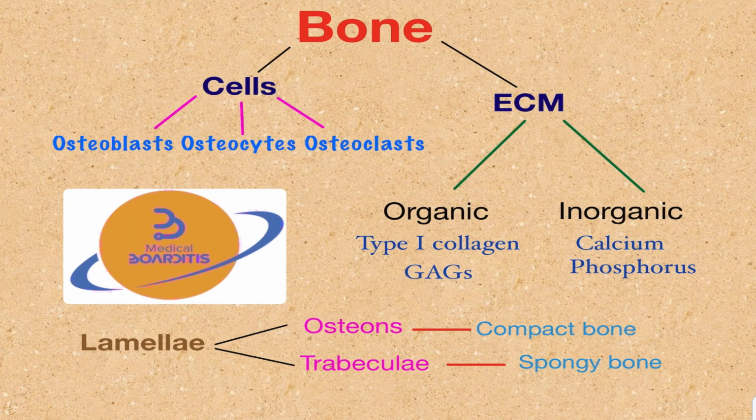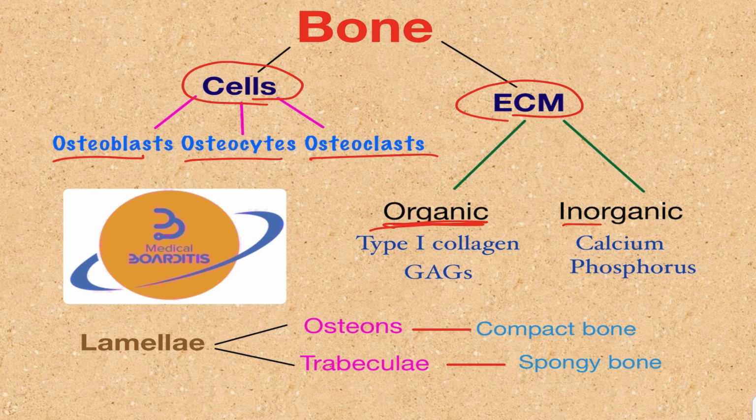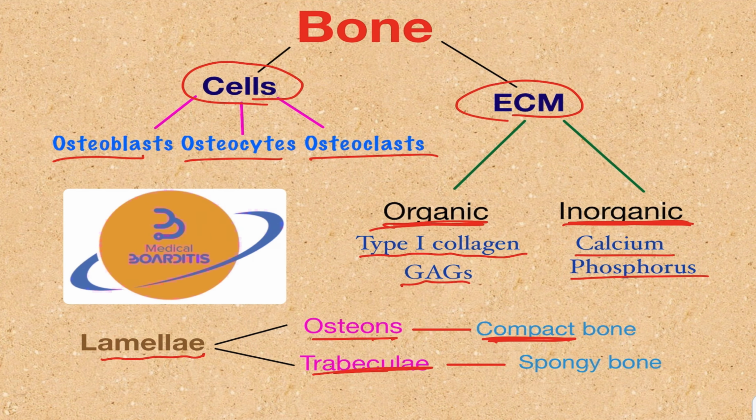Finally, this is a summary of the components of bone. The bone is made of cells and extracellular matrix. The bone cells are osteoblasts, osteocytes, and osteoclasts. The extracellular matrix is composed of organic material and inorganic material. The organic materials are type 1 collagen and glycosaminoglycans, while inorganic materials are mainly salts, mainly calcium and phosphorus. All these together form lamellae. If these lamellae are concentric and compact together, they form the osteons of compact bone. If they are haphazardly arranged into trabeculae, they make the spongy bone.